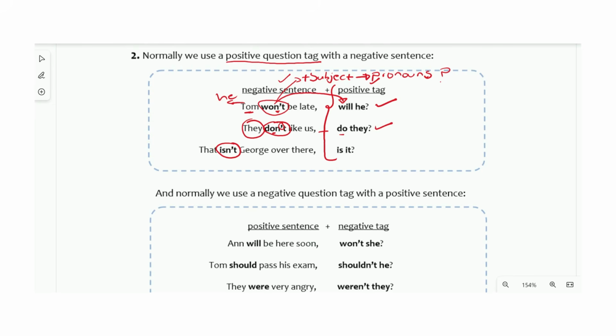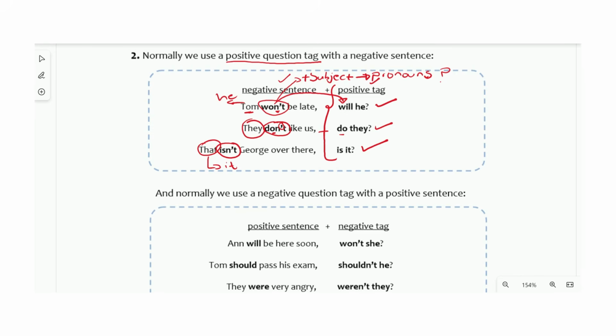"That isn't George over there." So in English, grammatically, you can say "is that." It won't make sense, it won't make grammatical sense, it won't make any logic. But then you will say "is that" changes to become what? "Is it." "Is it" becomes our positive question tag. And normally we use negative question tags with a positive sentence.